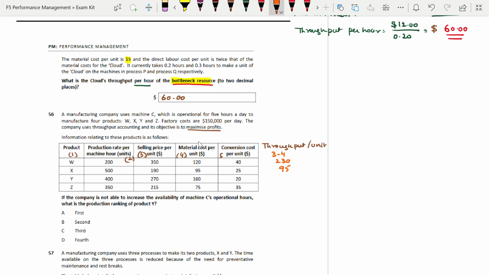400 minus 270 minus 160 comes to 110. Check again: 215 minus 75, one how much? 140. Okay, this is the throughput per unit. Throughput per machine hour is how much?